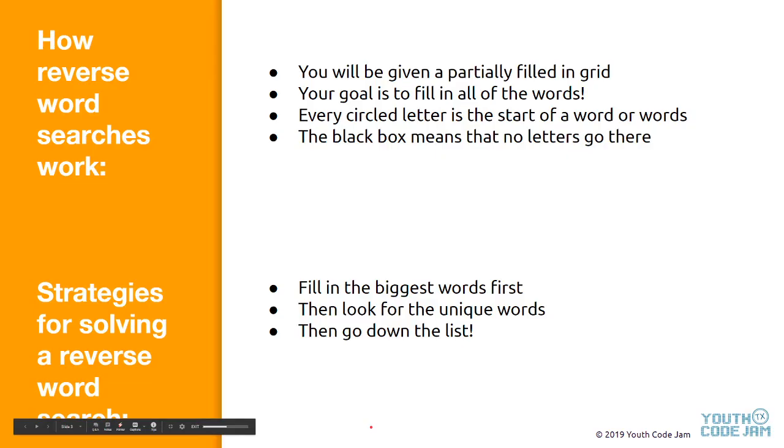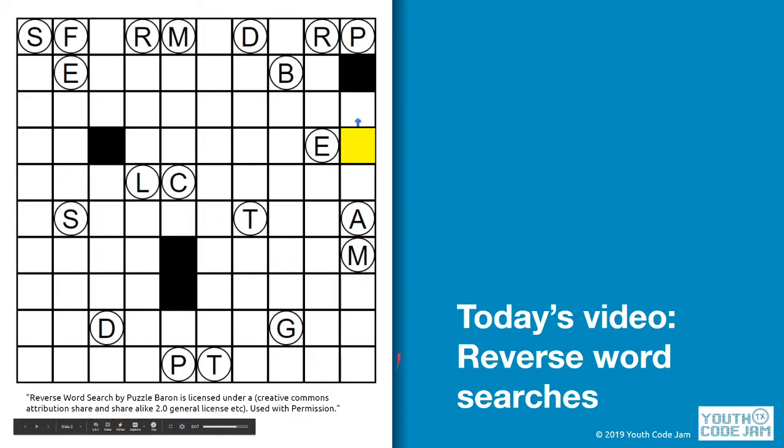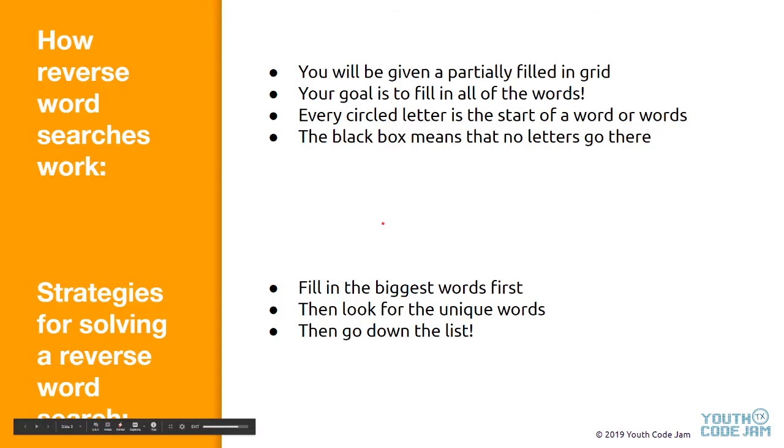So this is how they work. You'll be given a partially filled in grid, like we just saw, and your goal is to fill in all of the words. The opposite of a word search, in which your goal is to find all of the words. So every circled letter is the start of a word or words, so all of these circled letters that come with the grid right here. And the black boxes mean that no letters go there.